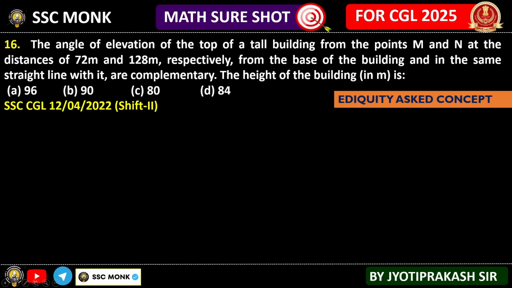Clear? Next. The angle of elevation of top of a tall building from the points M and N at the distance of 72 meter and 128 meter respectively from the base of the building in the same straight line with it are complementary. The height of the building is what? Now see, this was asked in adequacy. Okay, so let's say this is a building, there are 2 points M and N. Point M is 72 meter at distance, point N, this total distance is equal to 128 meters, from the base of the building.